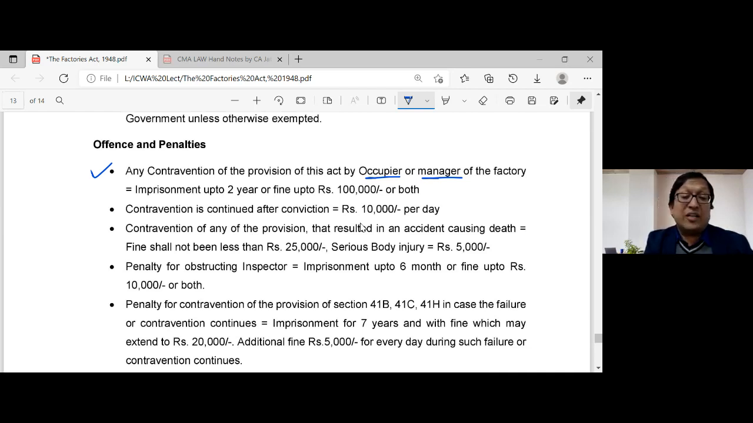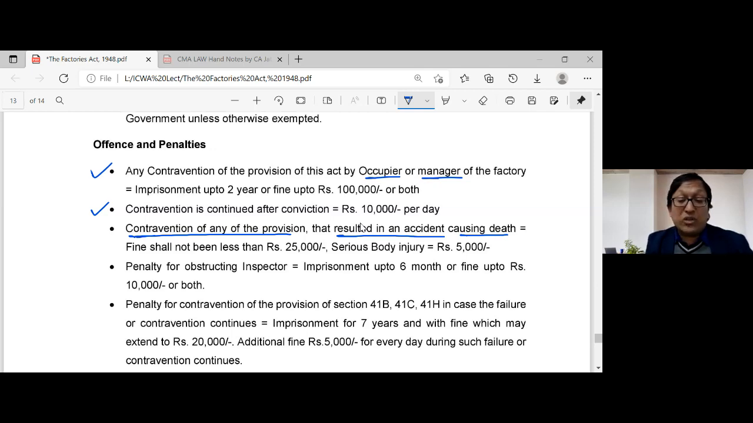So then at the rate of 10,000 rupees per day. Contravention of any of the provisions that resulted in accident causing death: you are making contravention of some safety standards, and due to that an accident has occurred in the factory that has caused death of some person, then the fine shall not be less than 25,000. And say bodily injury, then the fine shall not be less than 5,000 rupees.